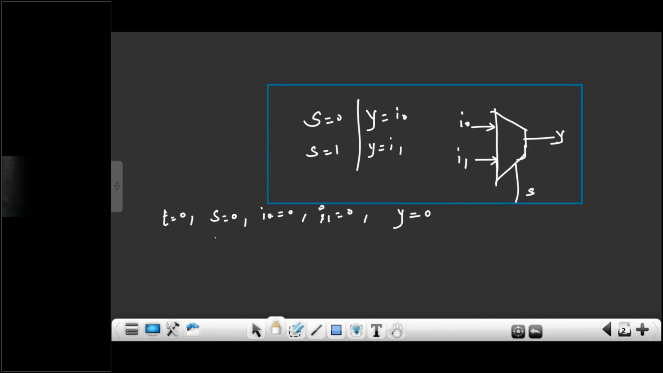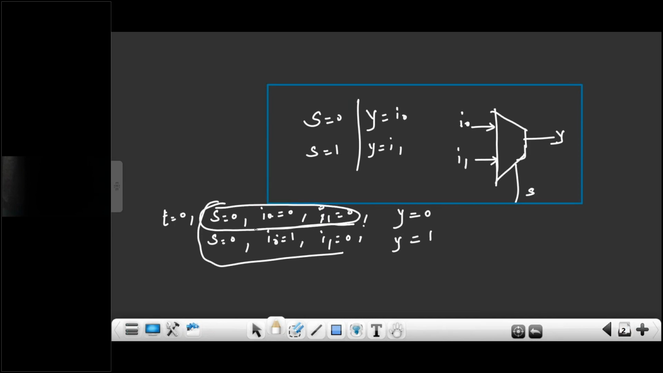Now apply a different input. When S is equal to 0, I0 is equal to 1, and I1 is equal to 0. What is the output? 1. Like that, by applying different test cases. This is one test case. This is another test case. Test case means applying different inputs.